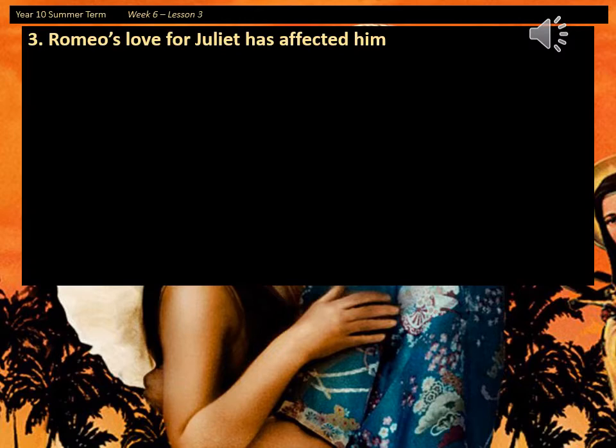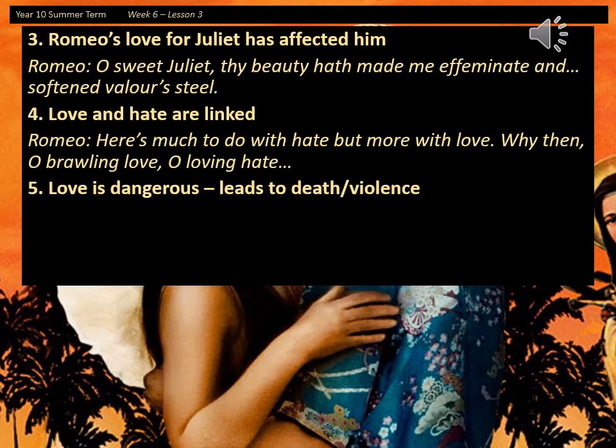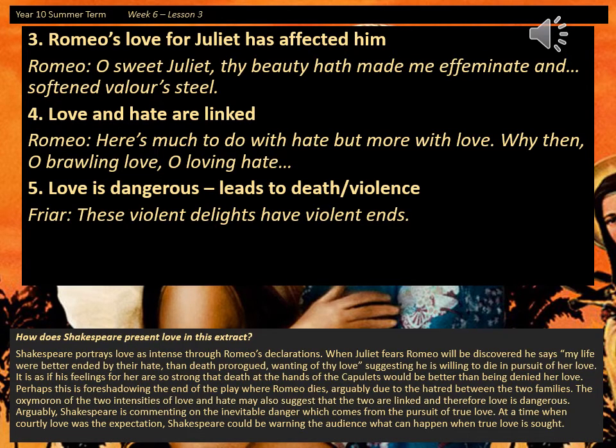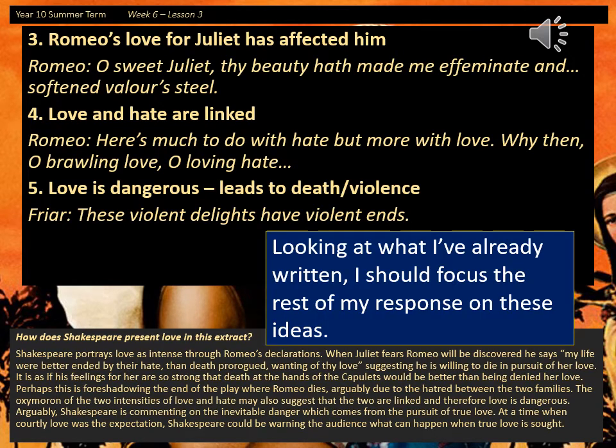So looking at what I've already written and the analysis that I've already done, I think I should focus on these 3 ideas for the rest of my response. I'm going to think about how Romeo's love for Juliet has affected him, like we talked about how it's given him wings, and link it to this quotation here. I'm going to think about how love and hate are linked and link it to that quotation, and the idea that love is dangerous and link it to that quotation. So those are the ideas that I'm going to think about based on what I've already written.